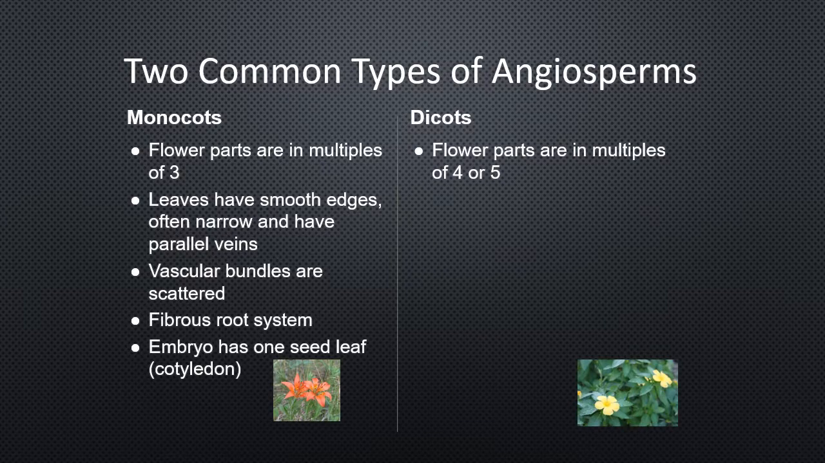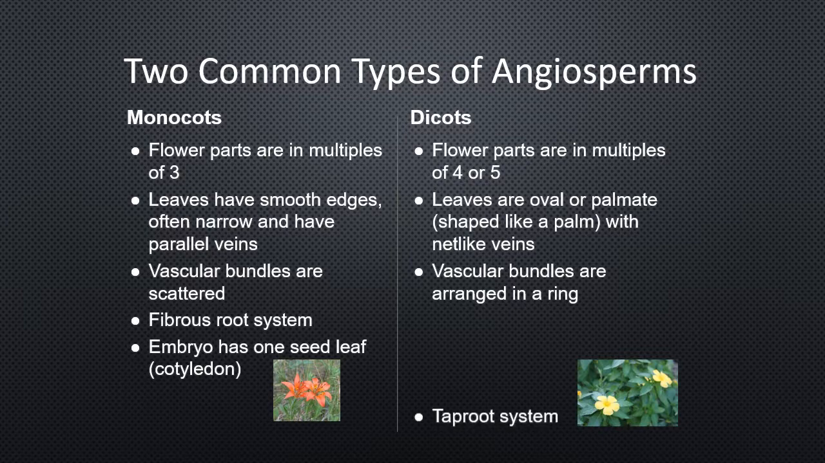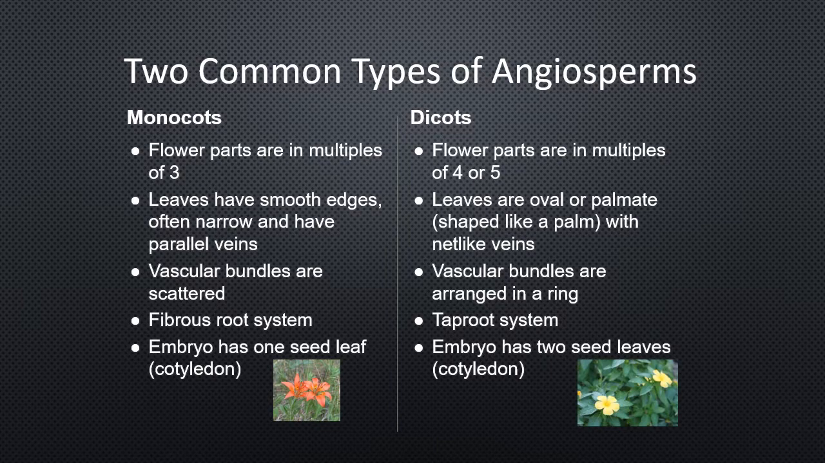And then our dicots, flower parts are in multiples of 4 or 5. The leaves are oval or palmate, shaped like a palm, with net-like veins. The vascular bundles are arranged in a ring. They have a taproot system. And then the embryo has 2 seed leaves, a dicot. Di means 2.